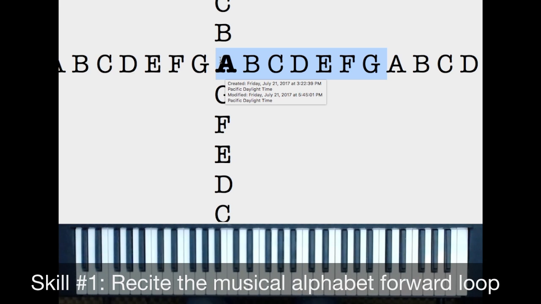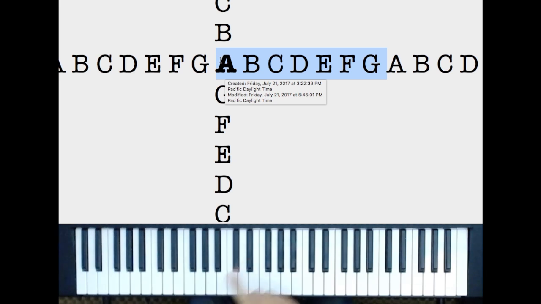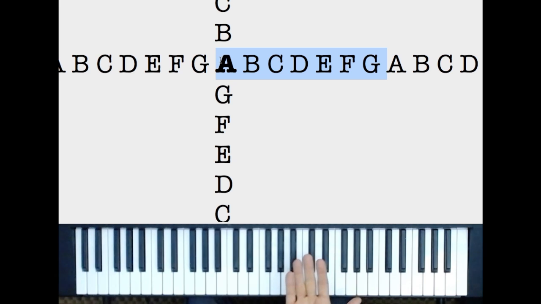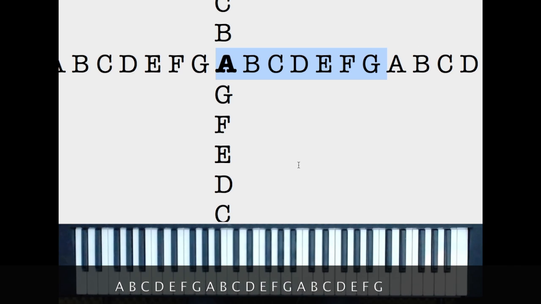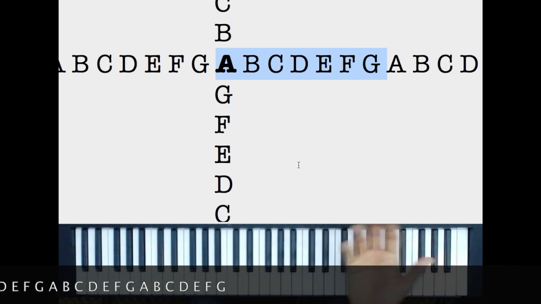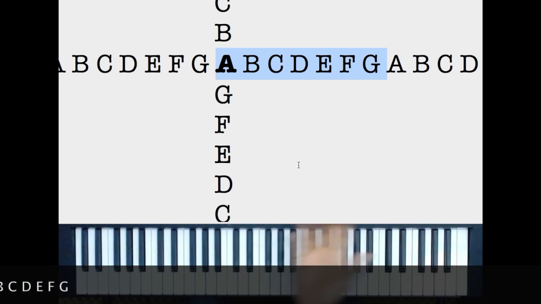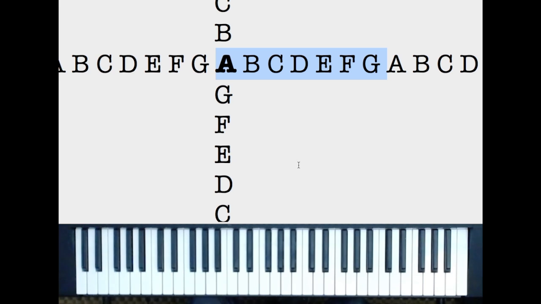The skill of reciting our musical alphabet forwards with the repeat as it repeats around and around and around. Here we go. A, B, C, D, E, F, G, A, B, C, D, E, F, G, A, B, C, D, E, F, G, A, B, C, D, E, F, and it goes on and on and on and on. Okay, that's our first skill.